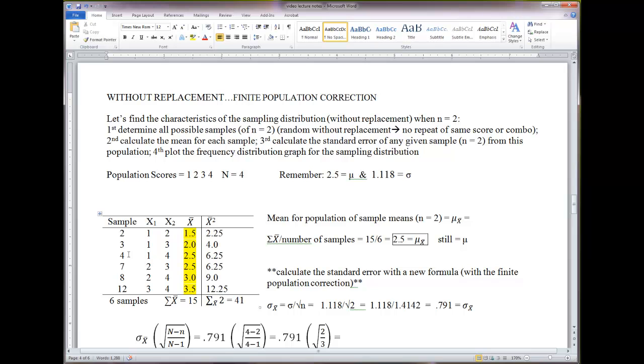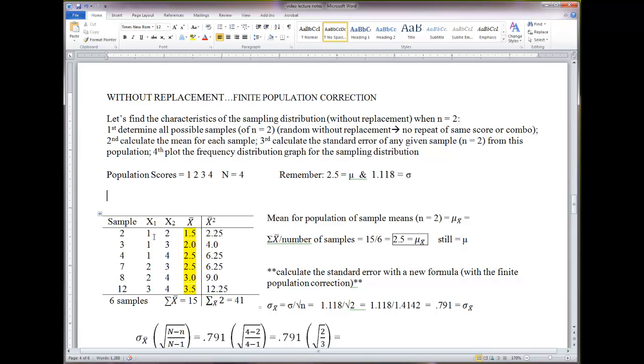Something else I want to point out too, see how we see sample 2, sample 3, sample 4, sample 7, sample 8, and sample 12? That's also to help you compare these different possible samples to the one that we did at the beginning of class when we were sampling with replacement. All right, back to the matter at hand.